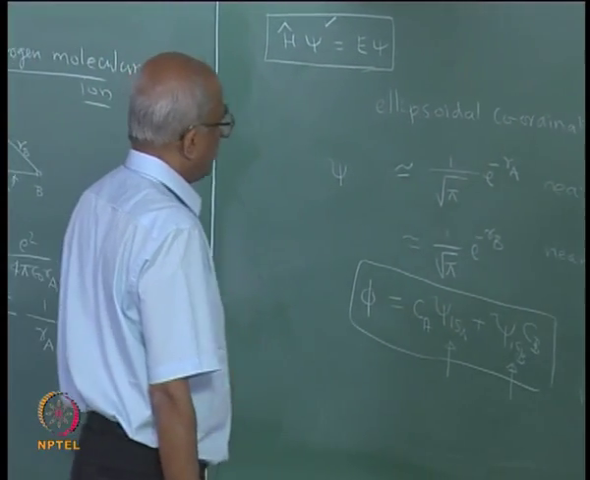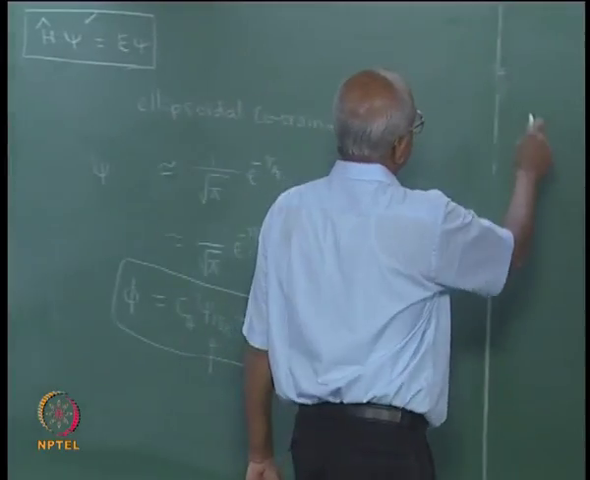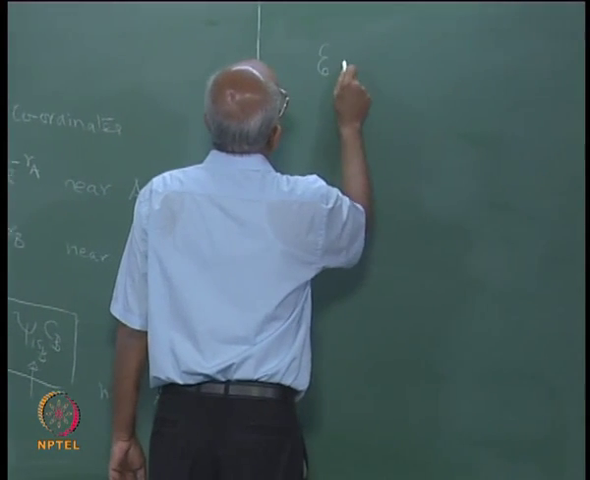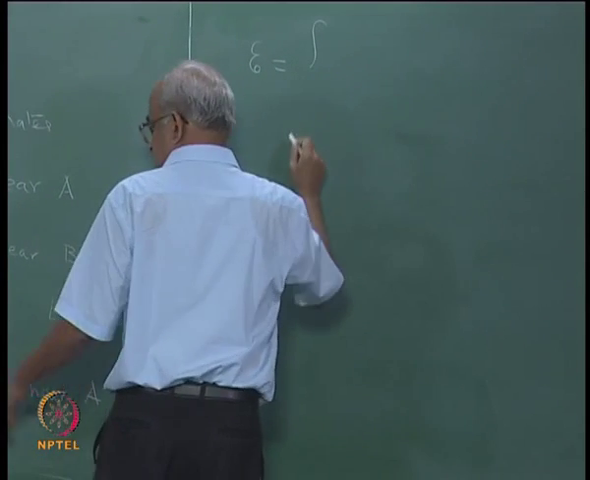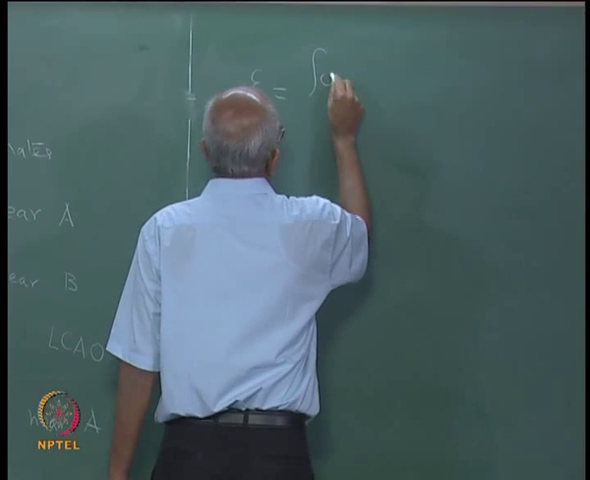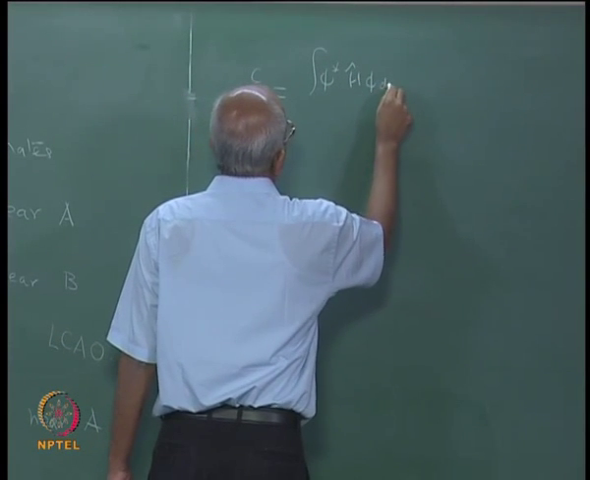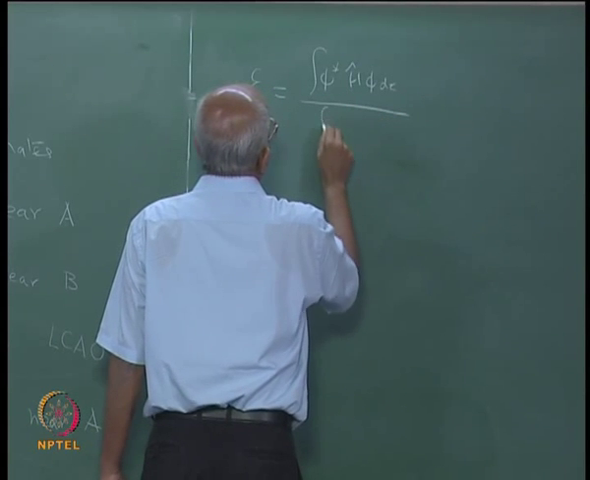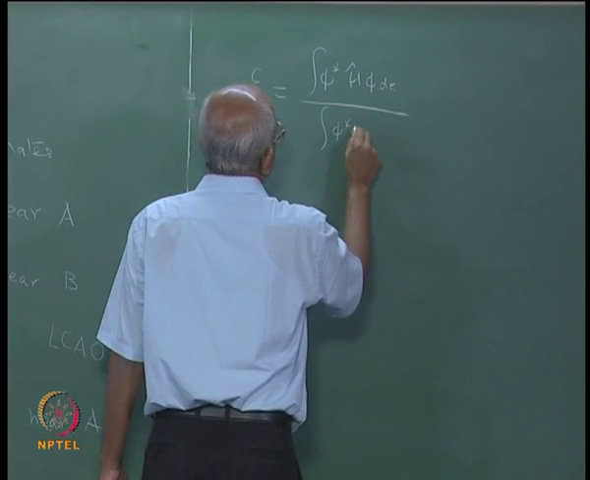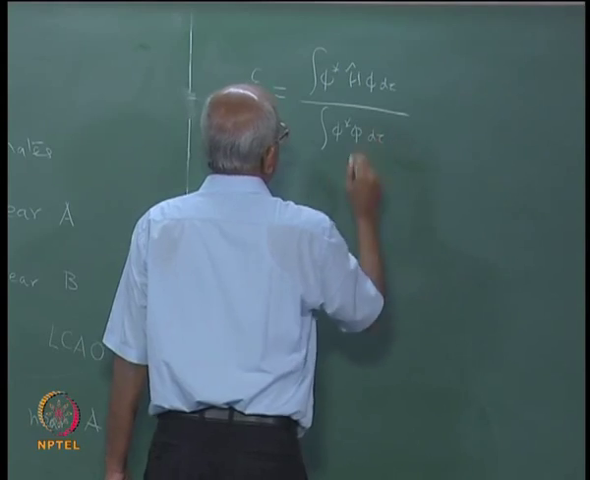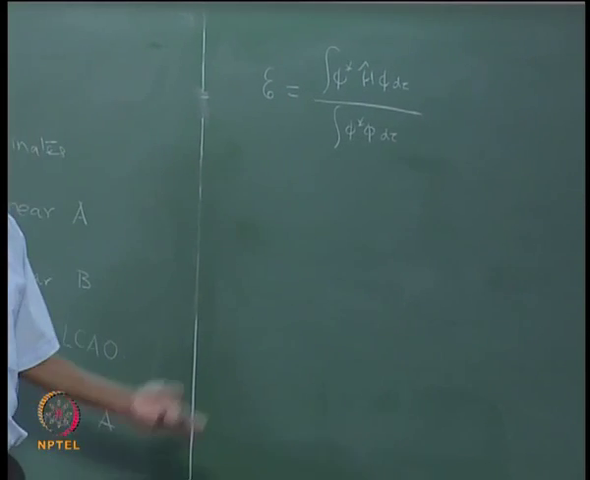So, now I will evaluate script T. What is my script T? It is going to be equal to the integral, this is my phi, so I am going to have phi star h phi d tau divided by the integral phi star phi d tau. That is all.